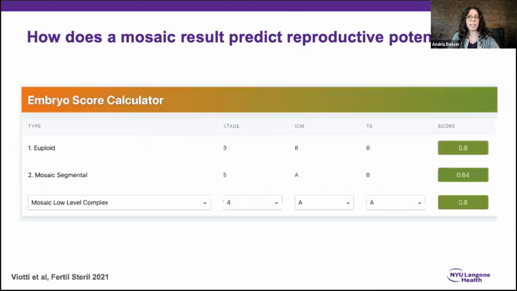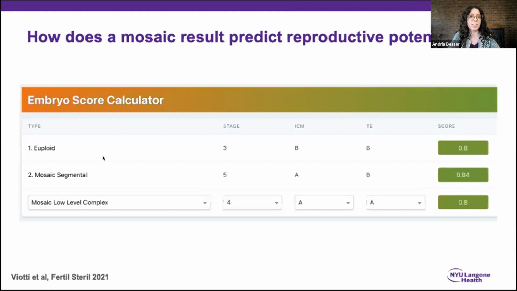And we actually had a calculator developed, which is linked in the paper. This was to try to assist with embryo ranking decisions on the basis of both the PGT-A result and the embryo grade, where you can enter both pieces of information for multiple embryos and try to compare and predict which would have a better chance of an ongoing pregnancy. So it generates a score. This is not a pregnancy rate. This is just to compare them to each other.